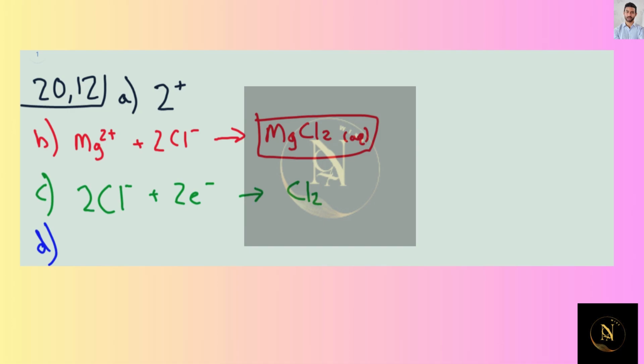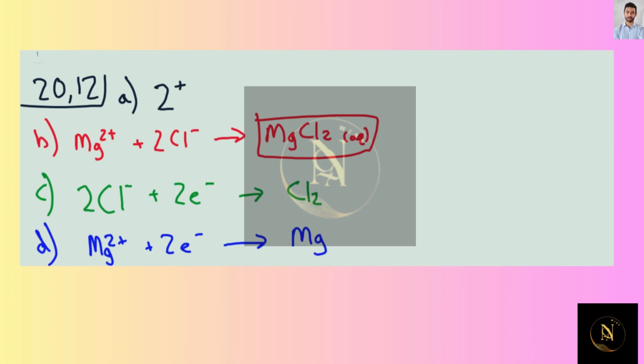And in part D, it says what half reaction occurs at the cathode. So the cathode we know has reduction, so Mg2 plus, and then we add 2 electrons, and we produce magnesium solid, or just neutral magnesium.